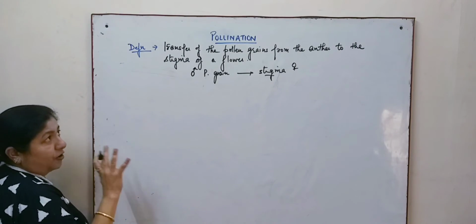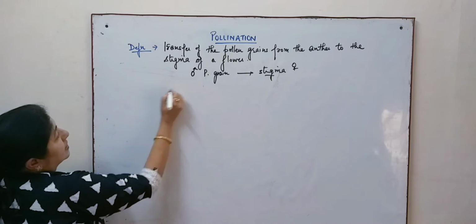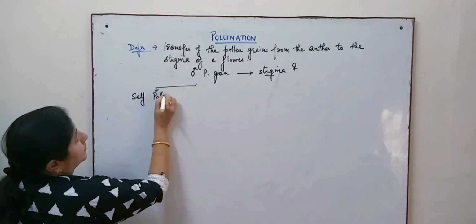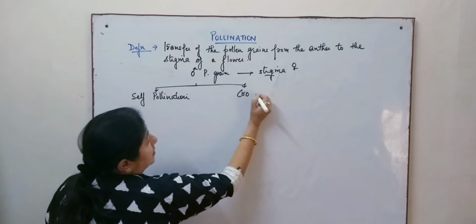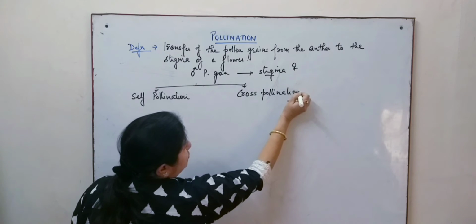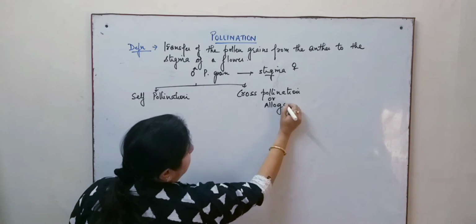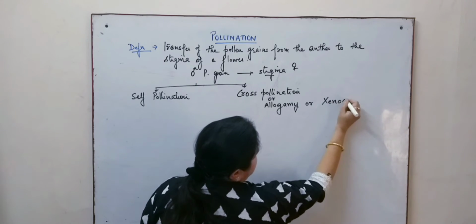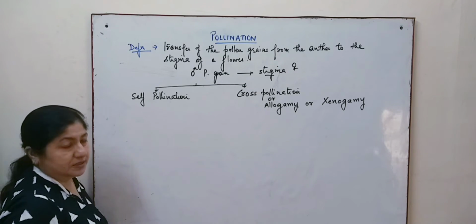Now this pollination can be divided into two types. One is self-pollination and the other is cross-pollination. Cross-pollination is also known as allogamy, or it is also known as xenogamy. All the terms mean the same.